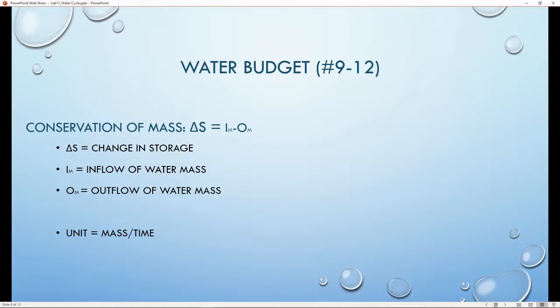So as a representation here, we have that delta S, which represents a change in the storage. Specifically applying this to hydrologic reservoirs, like the ocean, atmosphere, anything like that, you have inflow of water mass into the system. You can subtract the outflow of water mass from the system, and that difference will equal the change in storage. Either it's gaining or losing water if those aren't in perfect balance. Now, the units for this would be a mass per time.